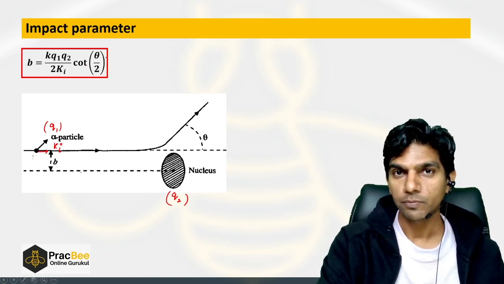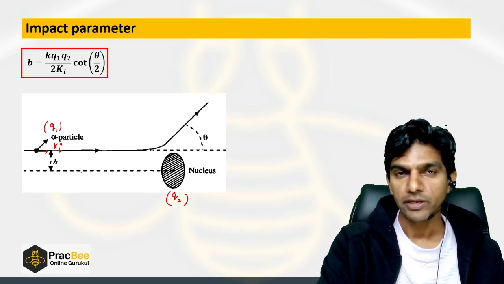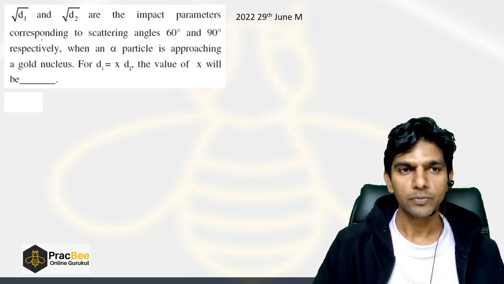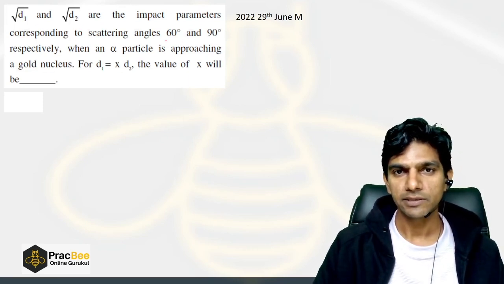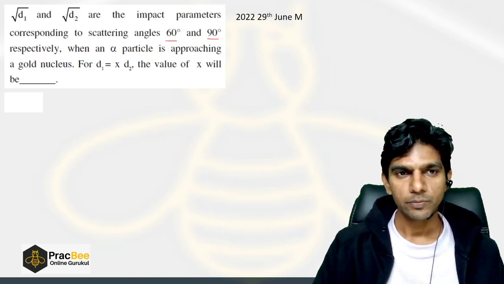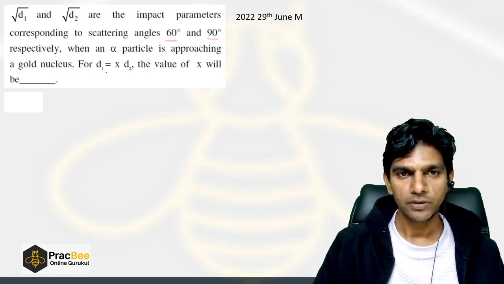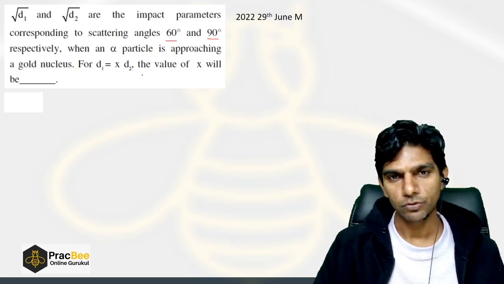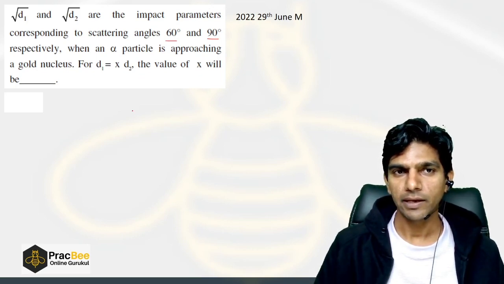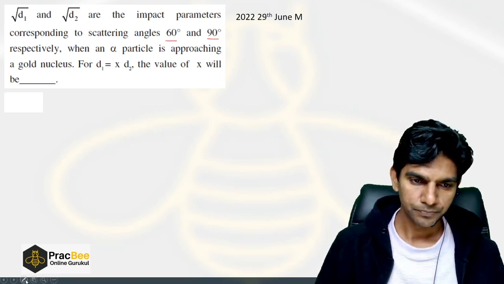So let us see the question based on this formula which came in JEE. Now root D1 and root D2 are the impact parameters corresponding to scattering angles 60 degrees and 90 degrees respectively. When an alpha particle is approaching a gold nucleus, for D1 equals x times D2, the value of x will be, right? So here they have given the impact parameters. So basically we have to find the relation between the impact parameters.